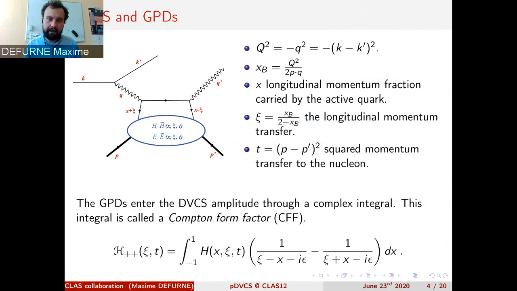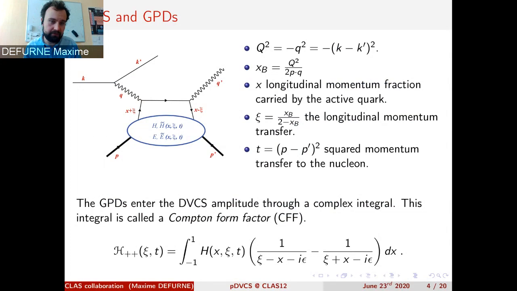I need to introduce a few kinematical variables. For instance, we have the Q squared, which is the virtuality of the exchanged virtual photon between the incoming lepton and the proton, and the usual Bjorken-x value. On this diagram, you can see the x variable, which is the average longitudinal momentum fraction carried by the active quark. I said average because there will be a longitudinal momentum transfer, which is called xi here. Finally, a last kinematical variable is t, which is the squared momentum transfer to the nucleon.